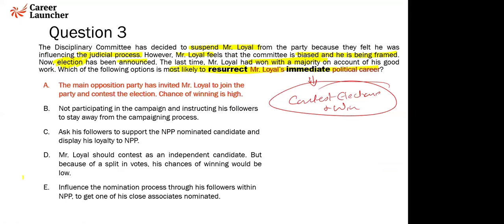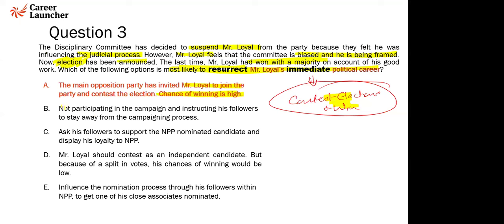So let's look at the choices. Main opposition party has invited Mr. Loyal to join the party in contesting the election, chance of winning high. So if the chance of winning is high, this is going to be favorable for him. So choice A can be the answer, just hold on with it.